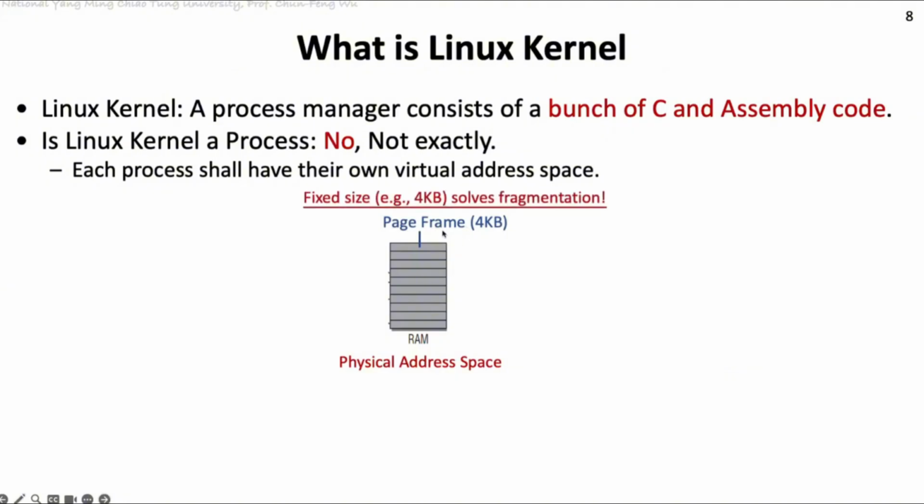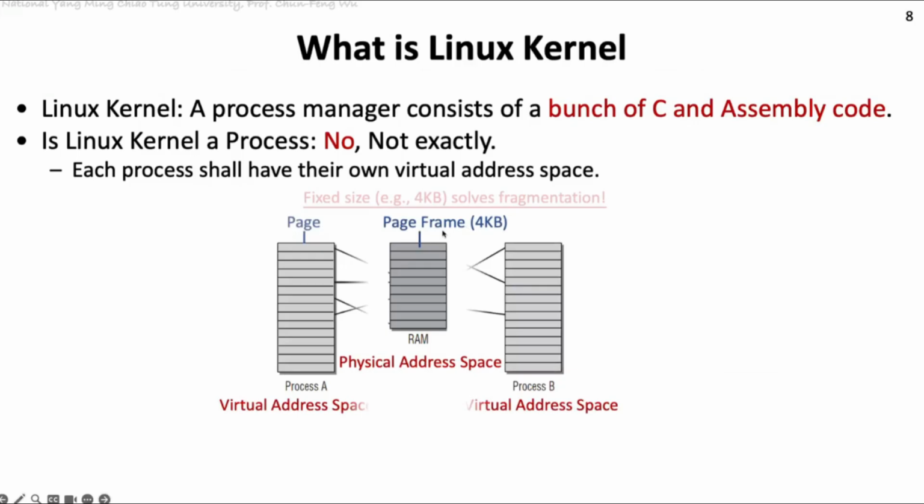So what is virtual? Virtual is like this. This is the first process, and this is the second process. Each process has its own virtual address space. Maybe you are confused about the difference between the physical address space and the virtual address space. When you are writing a C program, you will use something like memory allocation, the malloc function, to get more memory.